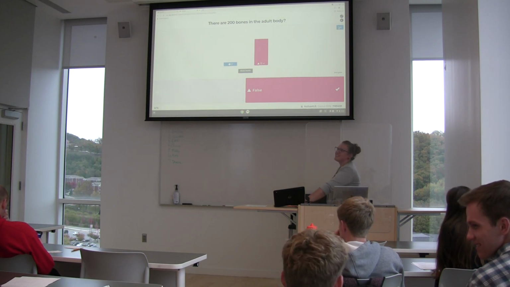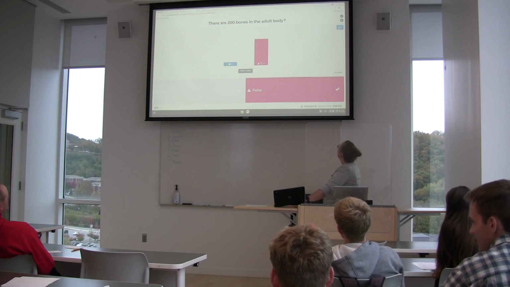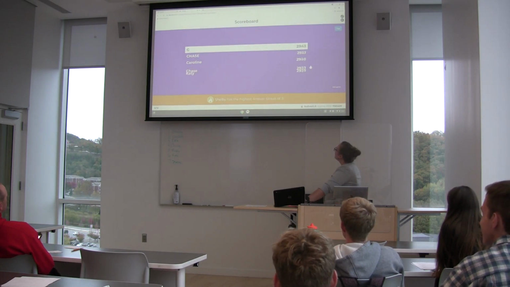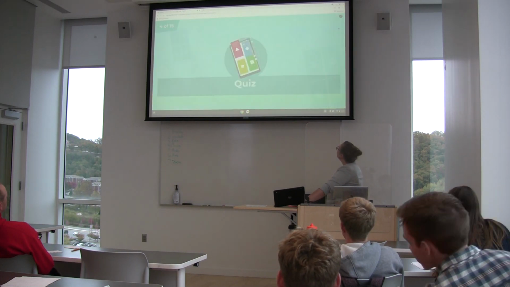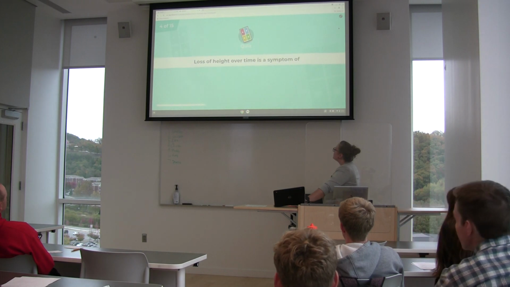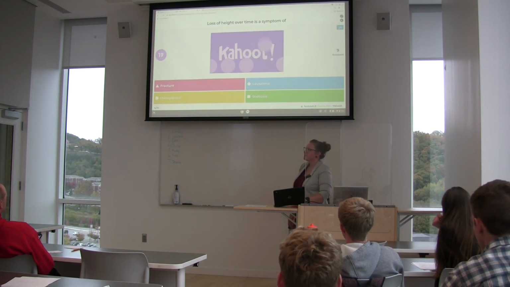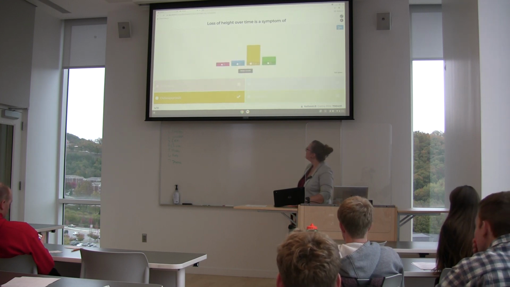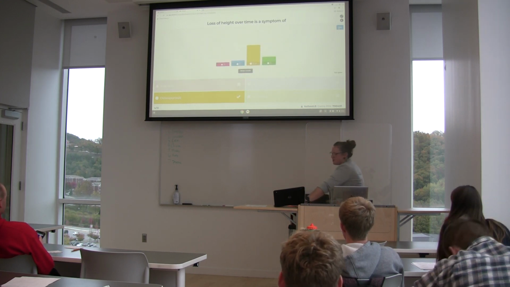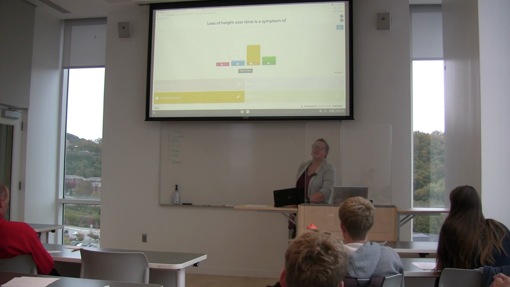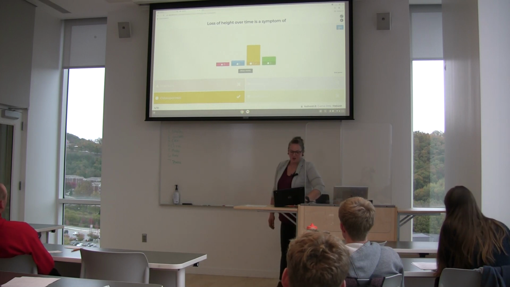That's right, there's 206 bones in the adult human body. That's osteoporosis, remember, because the bones become brittle, so you kind of lose your height as you get older.